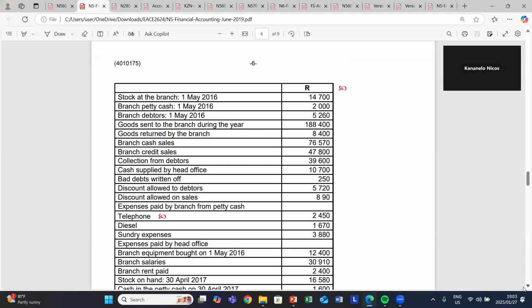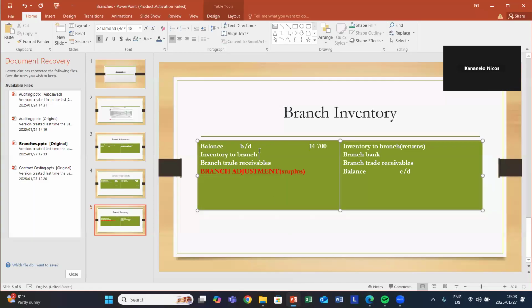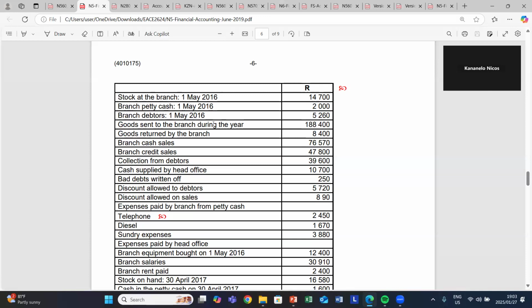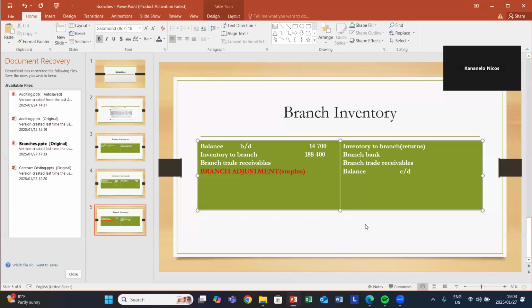And then secondly, they gave you the goods sent to the branch during the year, which is 188,400. So we received the goods, and we'll have to debit that amount of 188,400. Remember, they only give you selling price. Also, goods returned at the branch, 8,400. So we'll credit that amount: returns, 8,400.